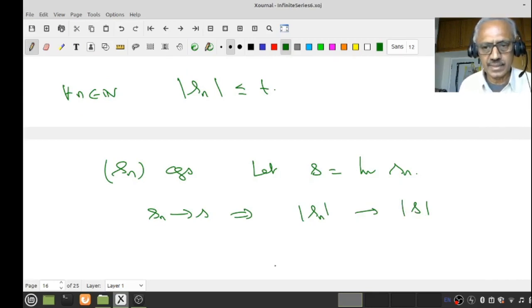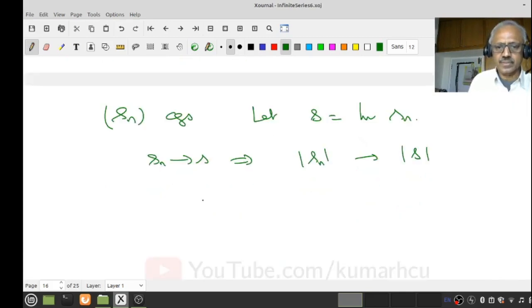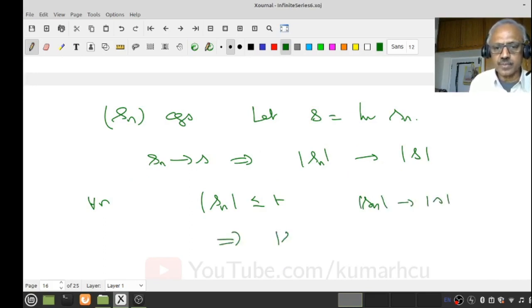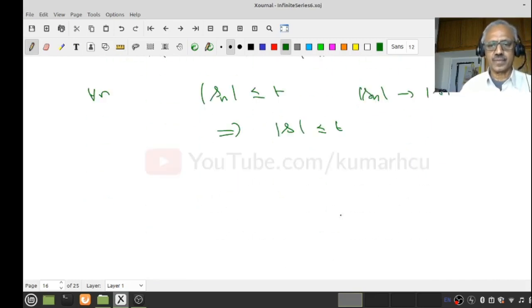Is that clear? Yes. Therefore, |Sn| is less than or equal to T for all n, right? And I know |Sn| converges to |S|. Therefore, what do I know? From this I know |S| is less than or equal to T. Are you following?